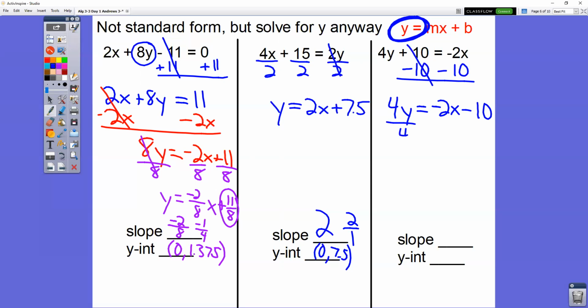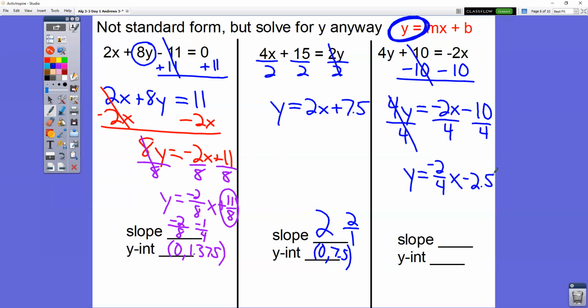Now you have 4 times y. The opposite of times is divide. So divide by 4, divide by 4, divide by 4. -2 divided by 4. I could just leave that as a fraction. Could you reduce it to be -1/2? Sure. X. -10 divided by 4 is -2.5.